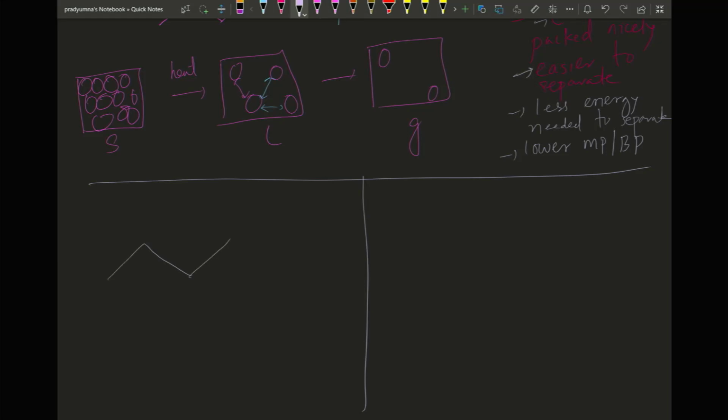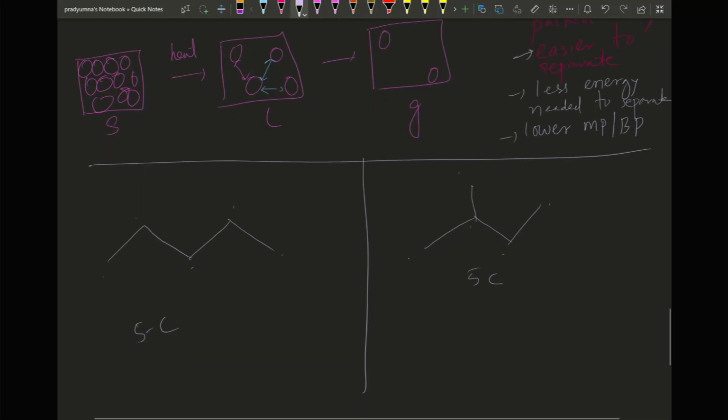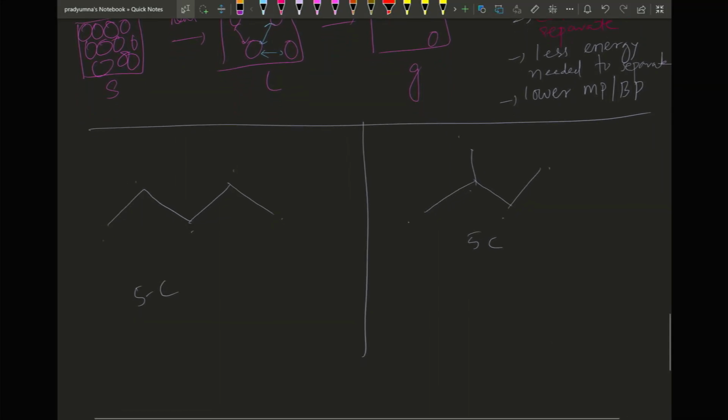Between this, so this is, what is it, 1 2 3 4 5, this is a pentane. So this is 5 carbon atoms, this is 1 2 3 4 5, this is also 5 carbon atoms. So both of them should have the same molecular mass. So in this case, who should have higher boiling point? So the question is, who should have higher boiling point?